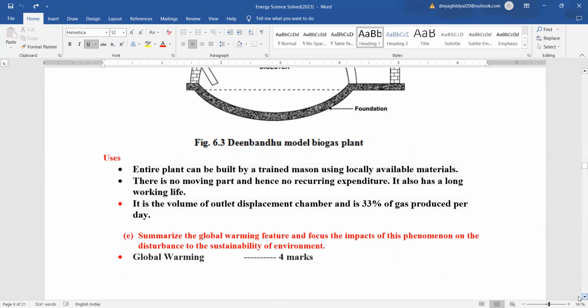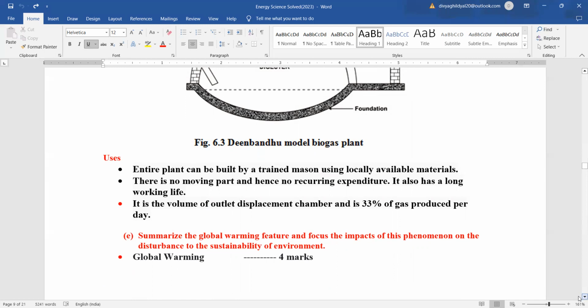The entire plant can be built by any trained mason using locally available materials, with no moving parts and not much expenditure, and its output is very good. Any question in this paper where it says mention the good points of this project, the answer points always approximately consist of these things only.